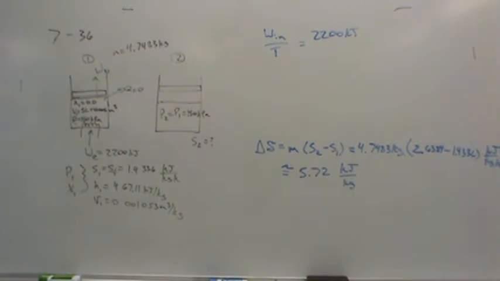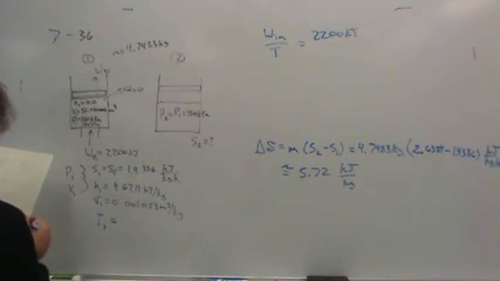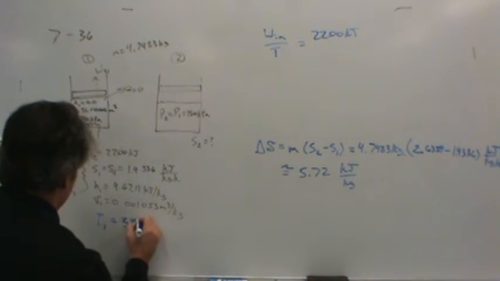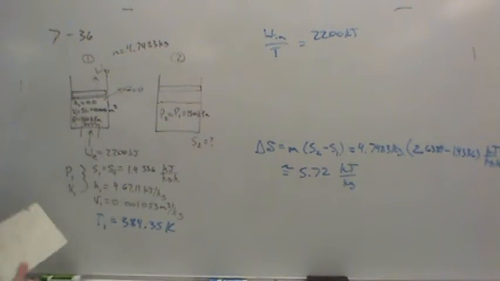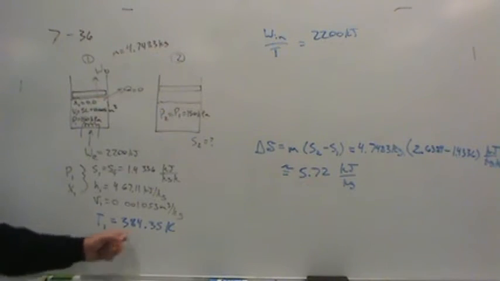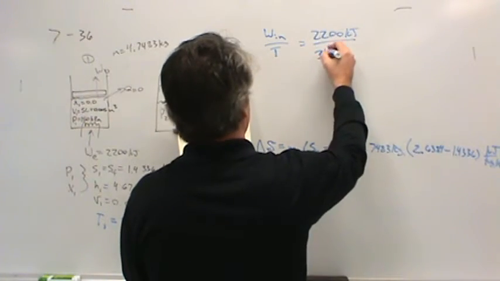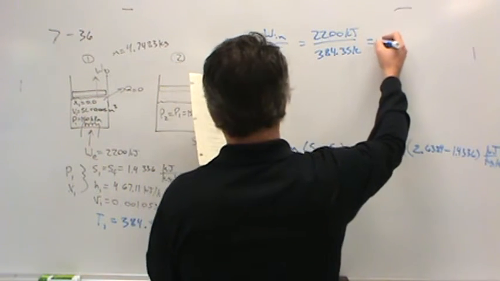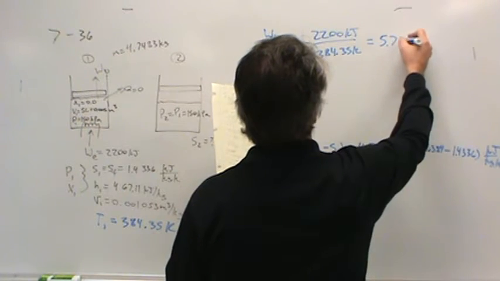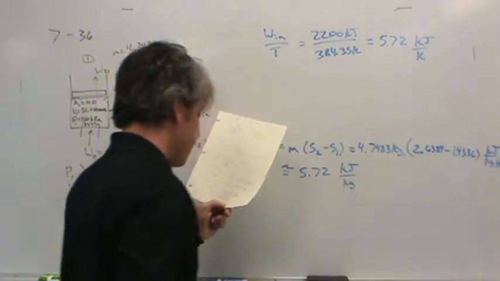And look up the saturation temperature. Turns out that the saturation temperature is 384.35 Kelvin. Of course, you'll have it in degrees Celsius by looking it up. But convert it to Kelvin. So divide this by 384.35 Kelvin. You'll find that you get exactly 5.72 kilojoules per Kelvin.